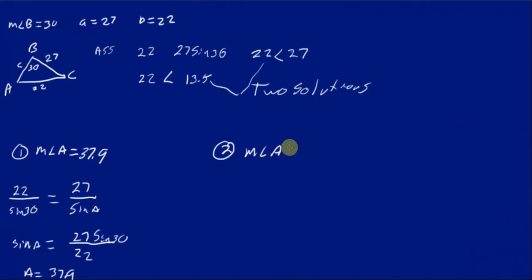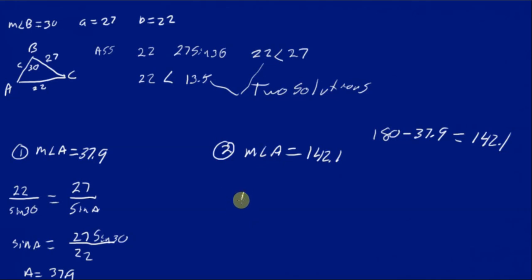The second solution is really easy to find. All you're going to do is take 180 and subtract that 37.9 from it, and that's going to give me 142.1, and that gives me the second solution here, 142.1. Once I have the measure of angle A, I can certainly put that back in and go ahead and find all the other sides and missing parts.